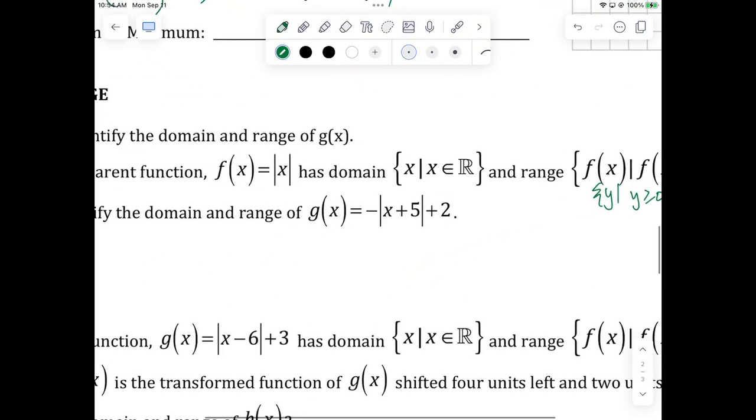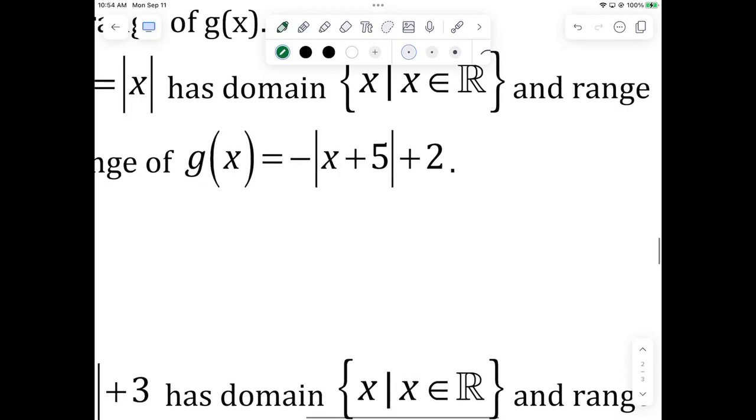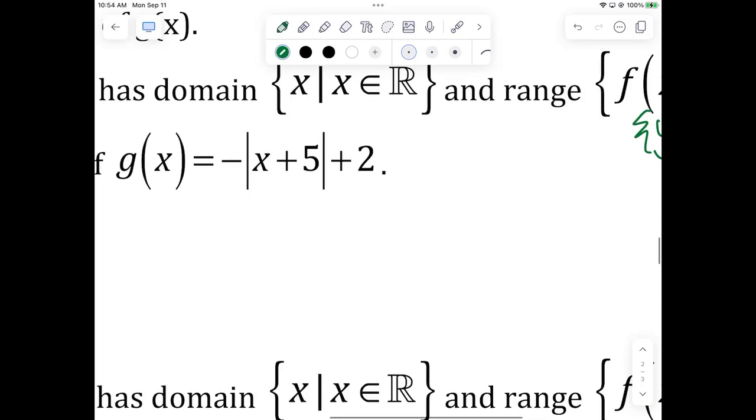We want to identify the domain and range of this function here. Well, we're going to do this lickety-split. I'm going to show you how to do this. Let's identify the vertex first, because it's in standard transformation form. Where's the vertex for this new transformed absolute value graph? -5, 2. Very good. You take the opposite sign on the x, and you take the actual sign on the y, on the outside part. And then you just ask yourself, does it open up or down? It opens down. That's what the negative out front means.